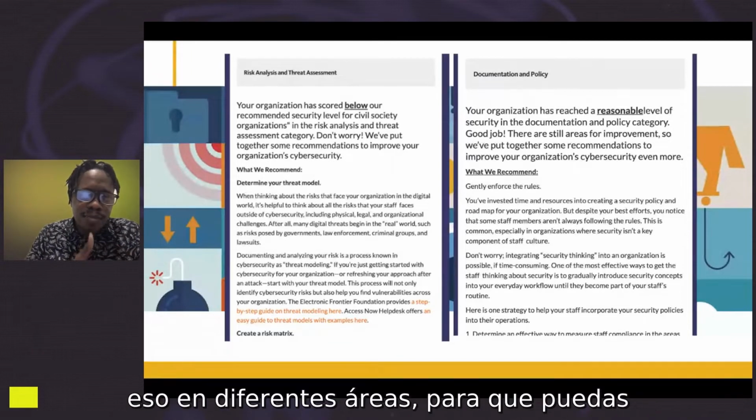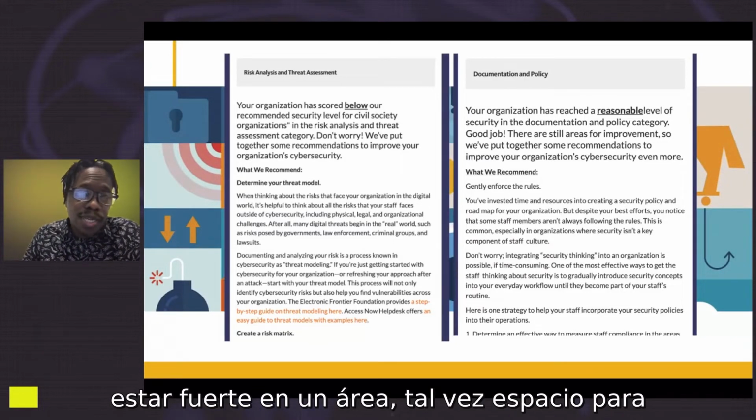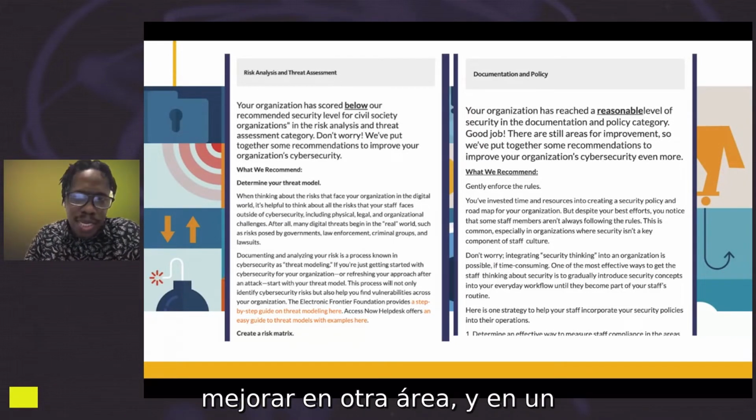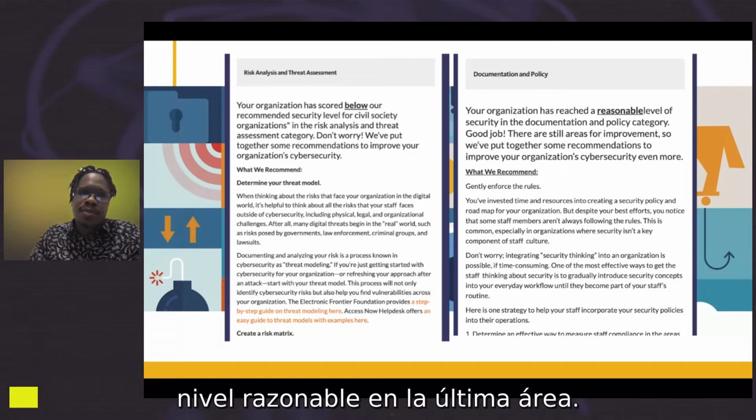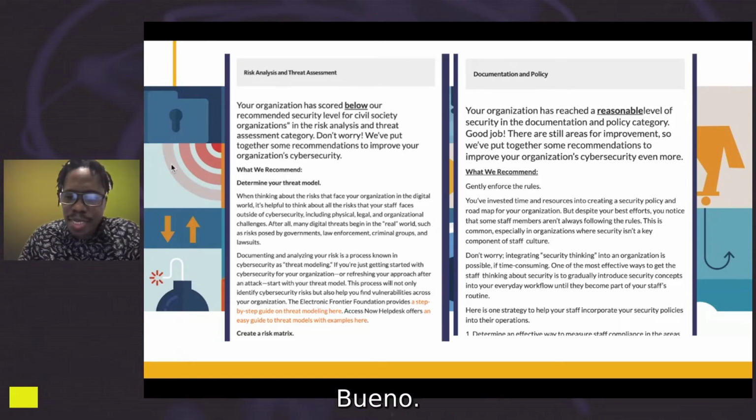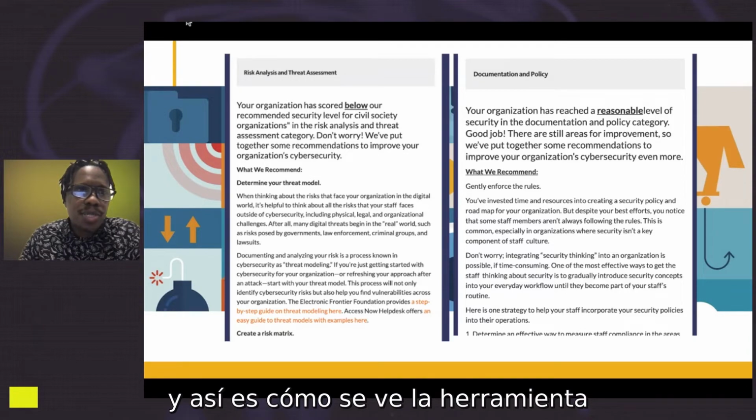And it gives you that in different areas. So you can be strong in one area, maybe room for improvement in another area, and at a reasonable level in the last area, right? And that's what the tool looks like.